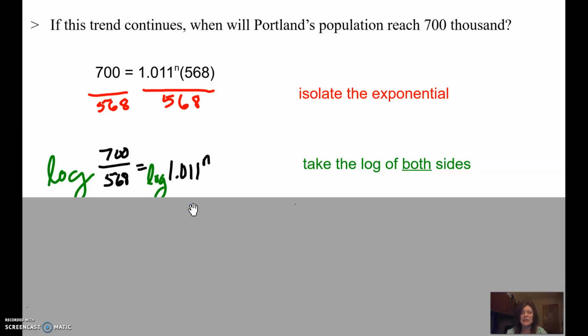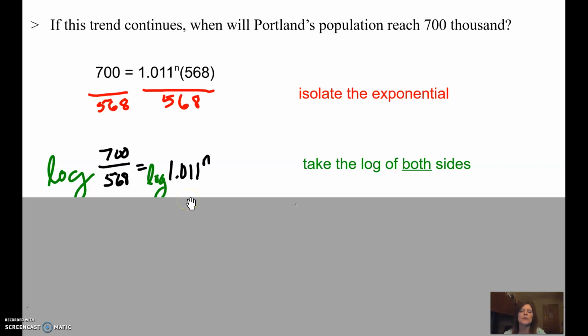Now, I don't have to actually get an answer for 700 divided by 568. I don't want to round at this point. Just leave it as a messy fraction. That's perfectly okay, all right? So you don't have to get a decimal and round, because if you do, that's probably going to introduce some error into your answer. So just leave it, all right?